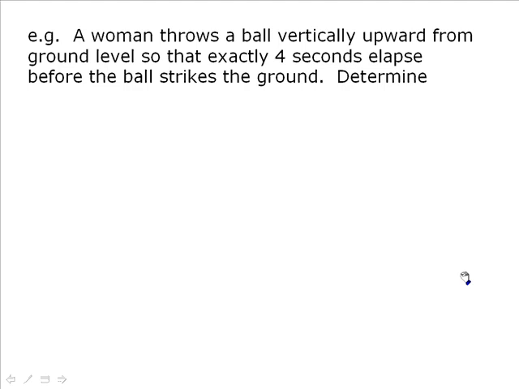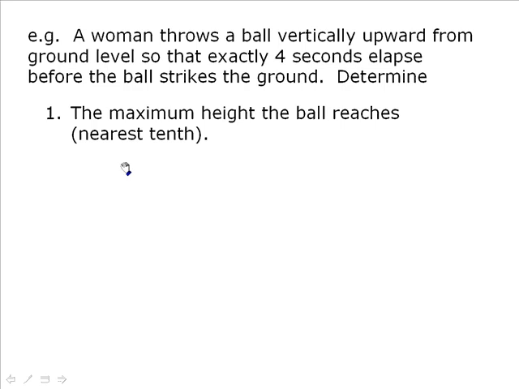So in fact, if you weren't comfortable with that, you knew how tall she was or what her release point was, you could certainly add that height on afterwards and deal with it just fine. So it's not really a big deal, but for our sake, I'm going to say that this is leaving her hand at that point. And the first question is the maximum height the ball reaches.